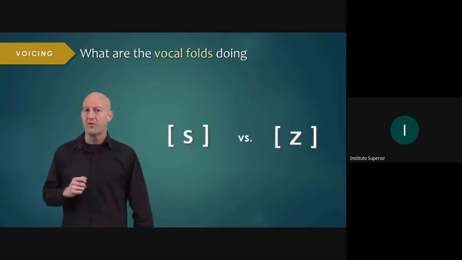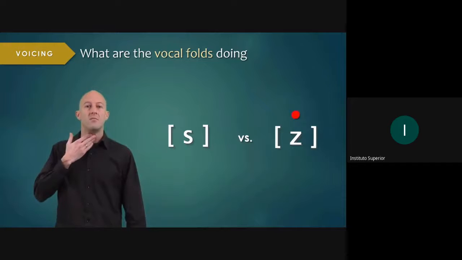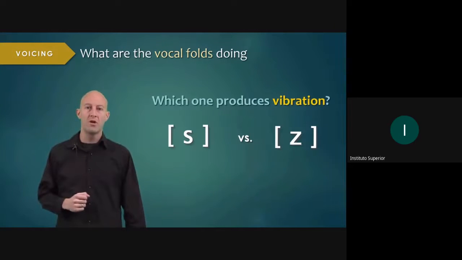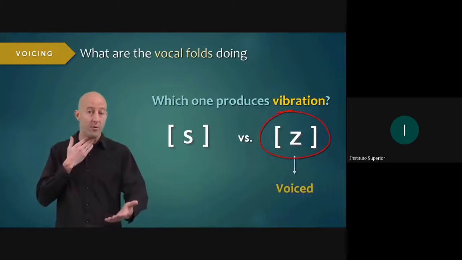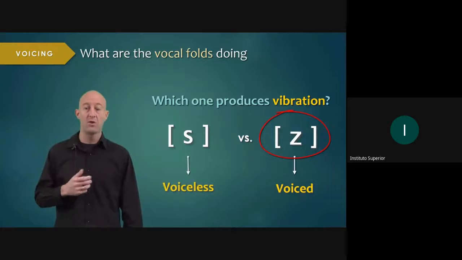So produce these two sounds in succession. S, z, s, z. Which one produces the vibration? You should feel that z produces a vibration, so it's a voiced sound, whereas s does not produce the vibration, so it's a voiceless sound.